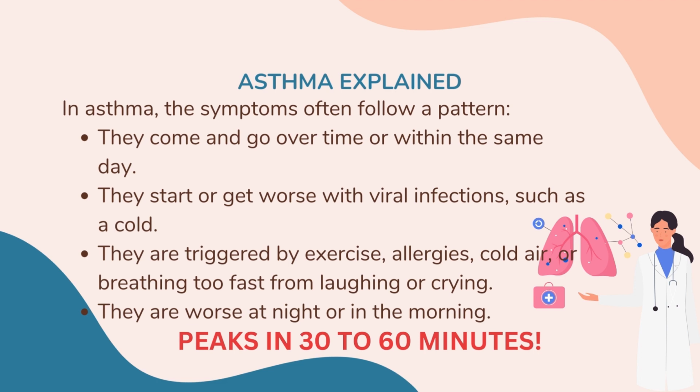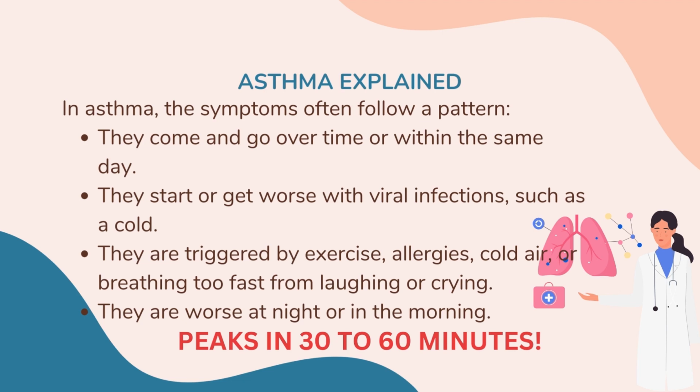So in asthma, the symptoms often follow a pattern. Okay, there's usually a pattern for the symptoms. They come and go over time or within the same day. Okay, they start or get worse with viral infections such as a cold or a flu. They are triggered by exercise, allergies, cold air, or breathing too fast from laughing or crying. So emotions can actually trigger an asthma attack, right? That's very interesting. They are worse at night or in the morning.